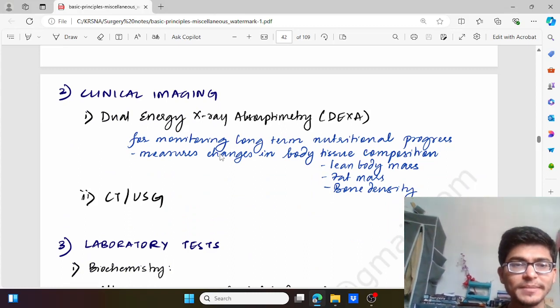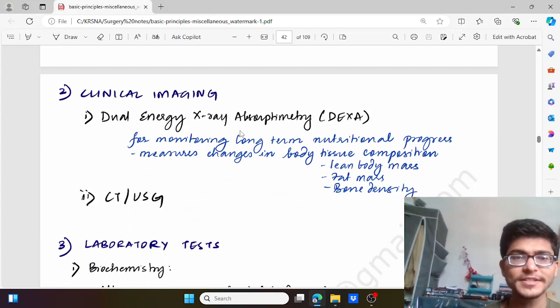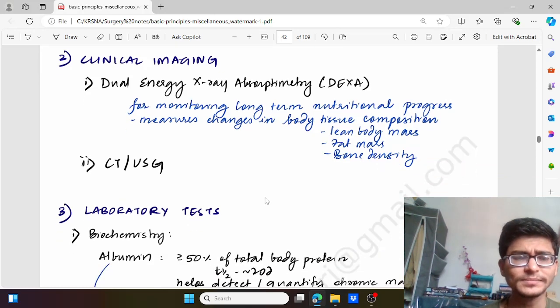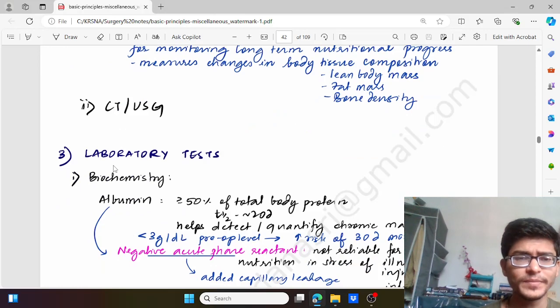Now we come to the clinical imaging, where we have dual energy X-ray absorptiometry, that is DEXA, for monitoring of long-term nutritional progress. It measures the changes in body composition, which includes lean body mass, fat mass, and bone density. Others like CT and USG will also be helpful.